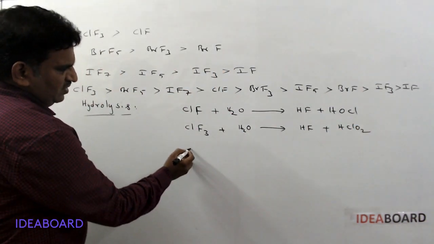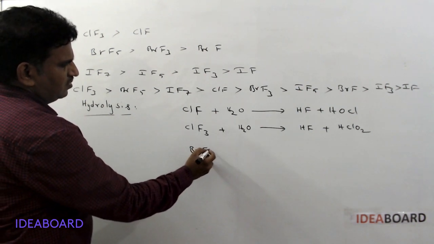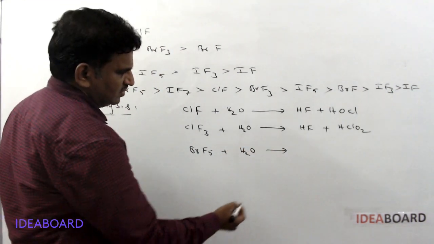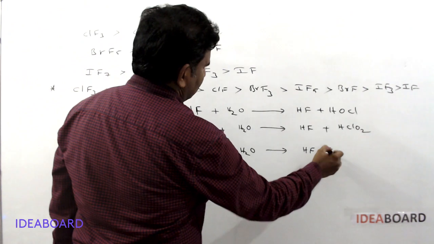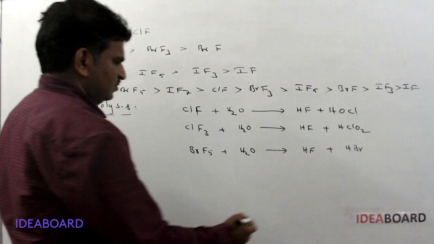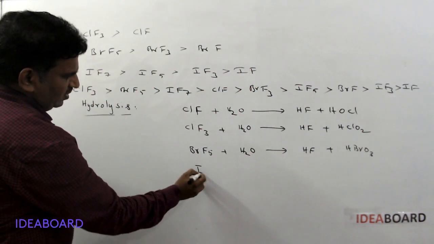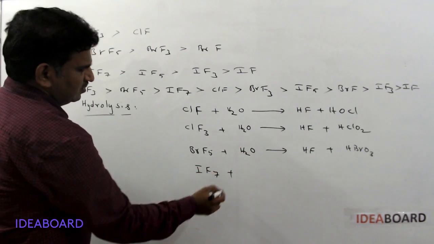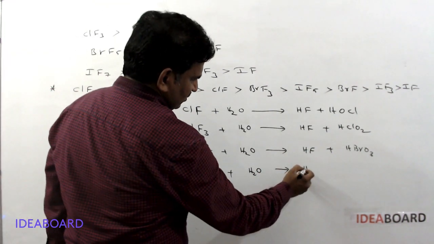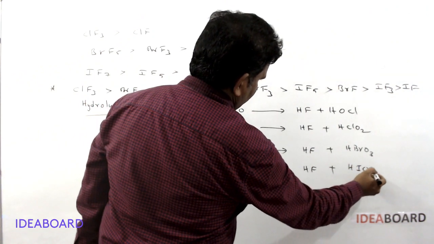HClO2. And next, suppose we take BrF5, then it reacts with water, undergoing hydrolysis, again forming HF plus HBrO3. And next, IF7 is taken, then with H2O it forms HF again plus HIO4.